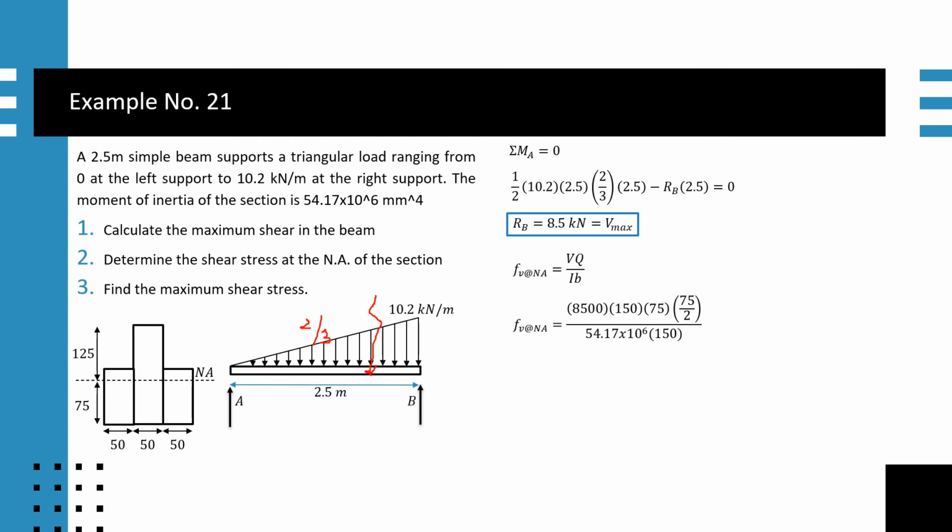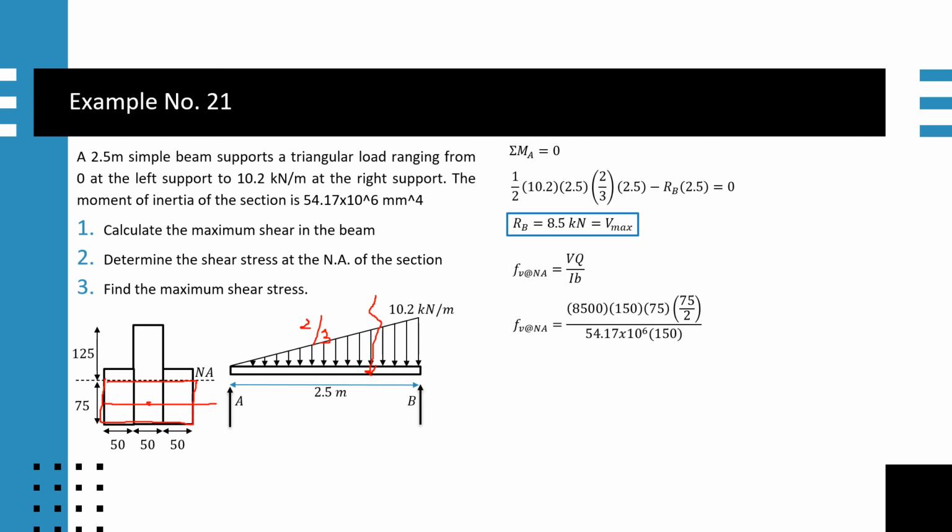at NA will be 8,500. V is 8,500, yan to. 8.5 kilonewtons, ginawa ko lang newtons. Times 150 times 75. Use this portion. This is 150 times 75. Okay? Times 75 over 2, which is the center of this portion. Okay? Center niya is 75 over 2.